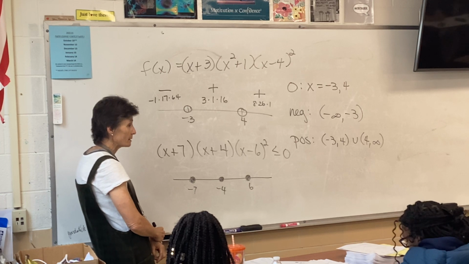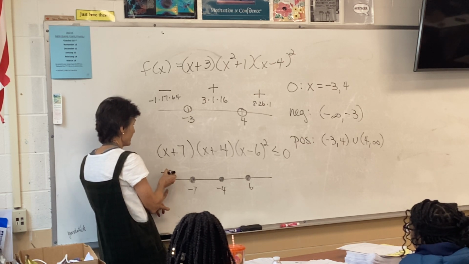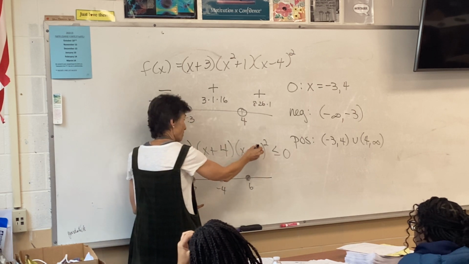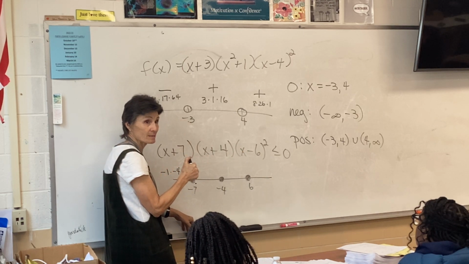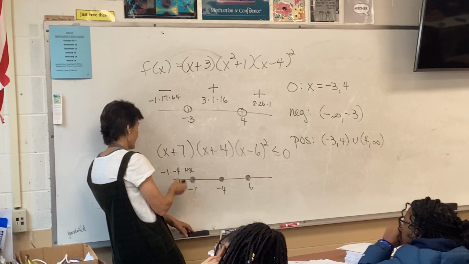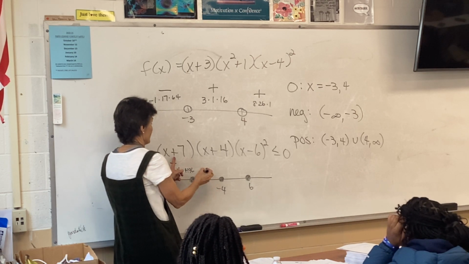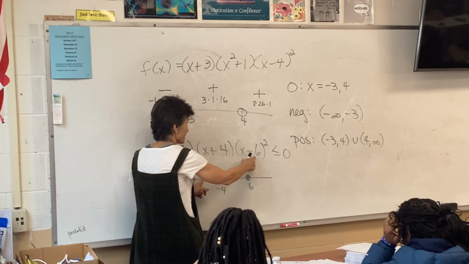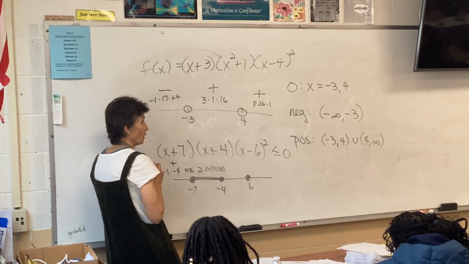I'm going to start putting in numbers, and I want a negative result. I'll start out here this time. Negative 8 would give me negative 1, negative 4, and something big squared, a positive number. Negative 8 minus 6 is negative 14 squared, which is like 196. So what happens when I multiply a negative 1 times a negative 4 times a positive 196? Positive. I'm going to get a positive, which is not what I wanted. All right, how about negative 5? 2, negative 1, negative 5 minus 6 squared, 121. Does that work for me? Negative. Color it. Good. You want it.